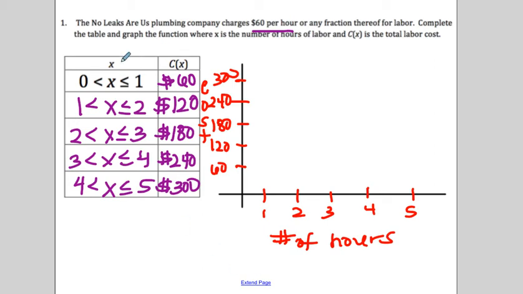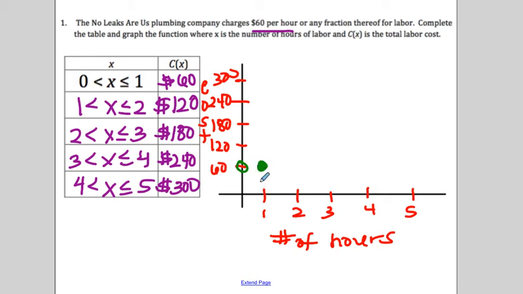Okay, at 0, it's $60. But if nobody comes out to your house, it's essentially what 0 hours means. They're not going to charge you, right? So it's going to be an open circle, plus, it's not equal to. So 0, 60, open circle. And then I would have 1, 60. Has that equal to? So now it's a closed circle.